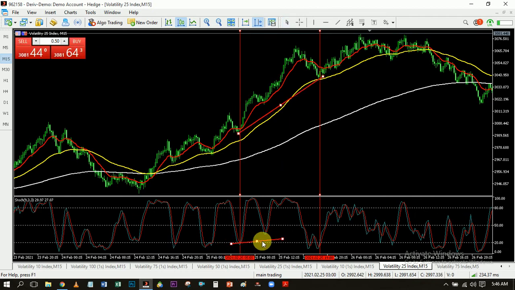All right, so from here to here, yes. So now you can see there's a divergence, because you can see this is pushing up, then this is pushing down. You can see the previous ones, this was pushing up, and on the stochastic it was also pushing up. That isn't a divergence. But in this scenario, you can see it pushed up, and on the stochastic it pushed down. So this is a disparity in what the price is saying and what the indicator is saying.